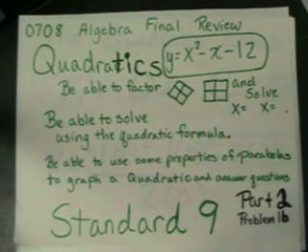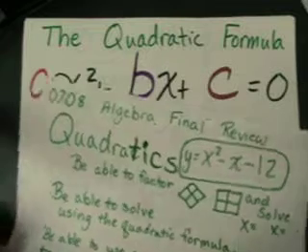Welcome to the Algebra Final Review. This is Standard 9, Part 2. We're basically going to do Problem 1B off the review guide. And so that uses the quadratic formula.